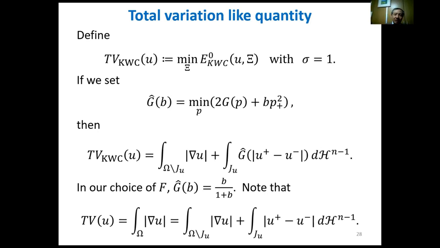Yes, this G is linear at zero, or rather has a finite slope at zero. But can you deal with something which has infinite slope? If the slope is infinity, this converges to one, right? Infinite slope, I mean infinite derivative at zero of the function g hat, yes.